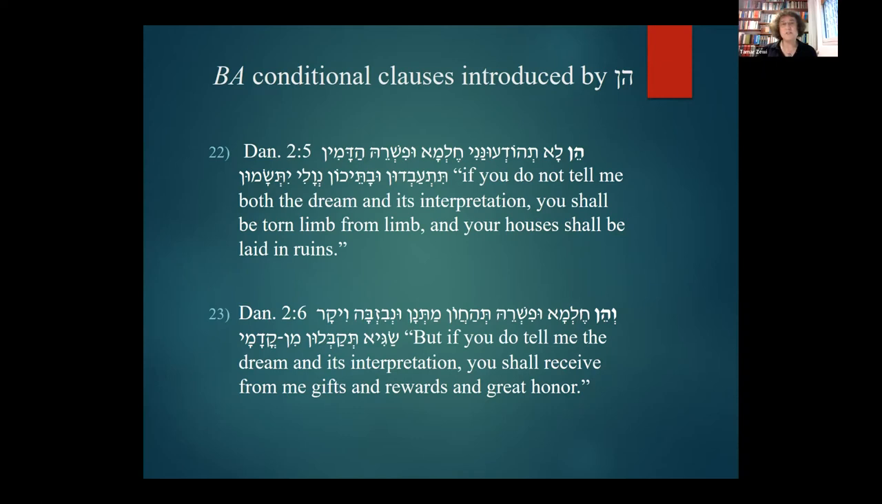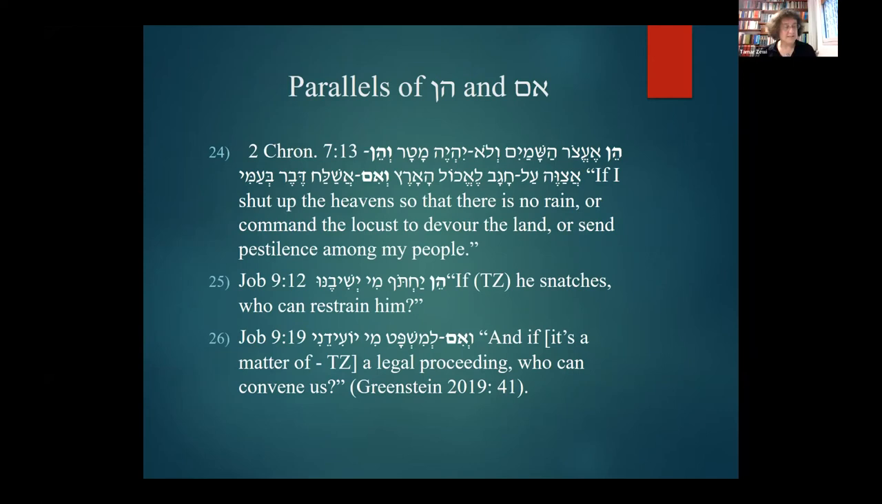The suggestion that Aramaic was the source of this later use of hen as "if," introducing conditional clauses, is further supported by the parallelism between hen and im in the protases of conditional clauses in the following examples. 25, 2 Chronicles 7:13, הן אעצר השמים ולא יהיה מטר, והן אצוה על חגב לאכול הארץ, ואם אשלח דבר בעמי. If I shut up the heavens so that there is no rain, or command the locust to devour the land, or send pestilence among my people.